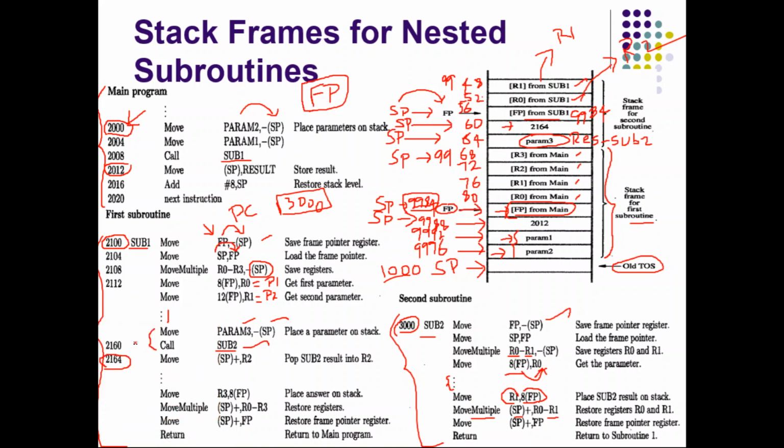So currently SP is pointing to 9956 and FP is also pointing to 9956. This content was moved to R0 and this was moved to R1. Next we are doing move SP plus FP. Here when you say SP within brackets, it means SP is now acting as the memory content.